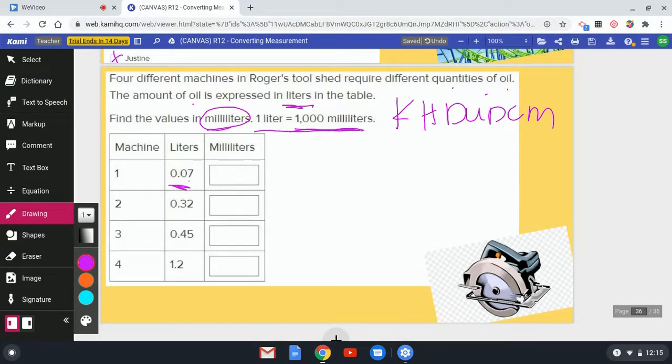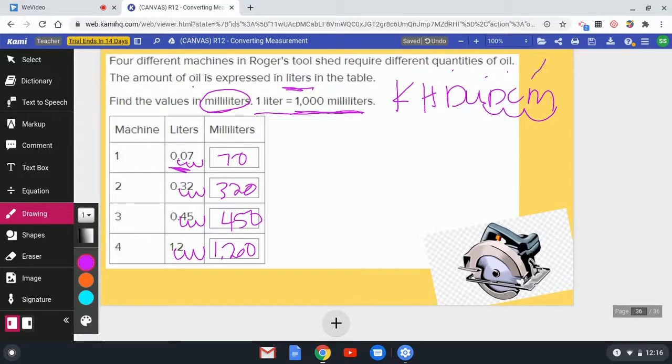So here we are at liters, right? And I wanted to get to milliliters. 1, 2, 3 to the right. So I would have 70 here. 1, 2, 3. 320. 1, 2, 3. 450. 1, 2, 3. Ooh, 1,200.